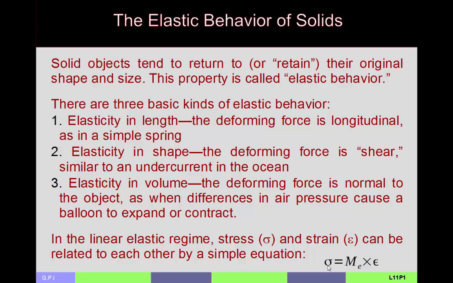And so you end up with an equation that says stress is equal to some modulus times the strain. So the modulus is in a sense how tough this object is, or how resistant it is to being deformed. So stress, again, is force per unit area. Strain is going to be deformation, which is usually measured as, for example, a change in length per unit initial length, or a change in volume per unit initial volume, etc.